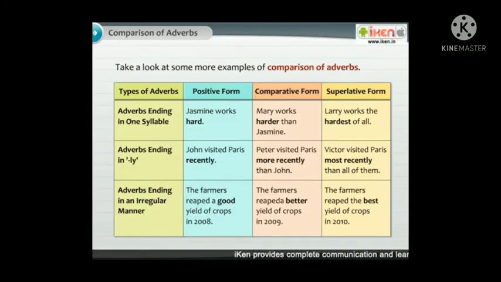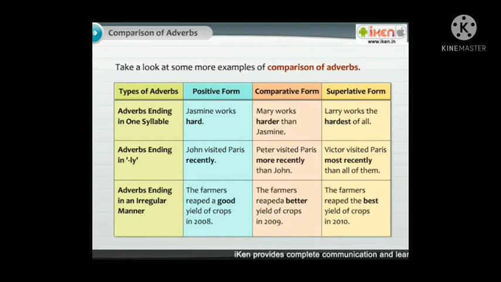Take a look at some more examples of comparison of adverbs. Adverb ending in one syllable. Example: Jasmine works hard, Mary works harder than Jasmine, and Larry works the hardest of all. Adverbs ending with ly. So we are summing up, we are concluding now. John visited Paris recently. Peter visited Paris more recently than John, and Victor visited Paris most recently of all of them. Adverbs ending in an irregular form. The farmers reaped a good yield of crops in 2008. The farmers reaped better yield of crops in 2009, and the farmers reaped the best yield of crops in 2010.